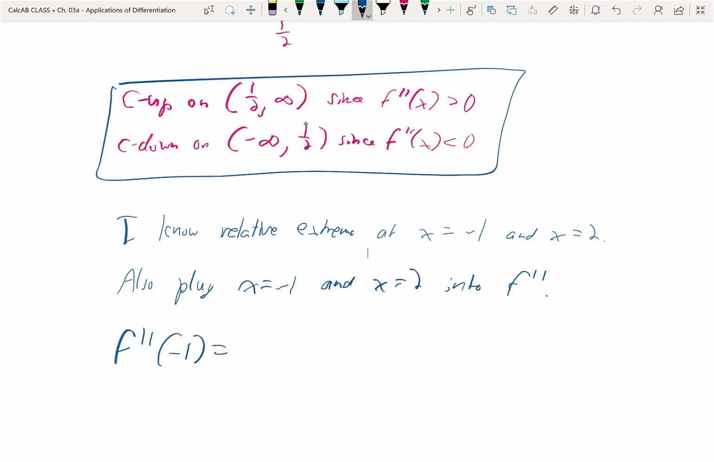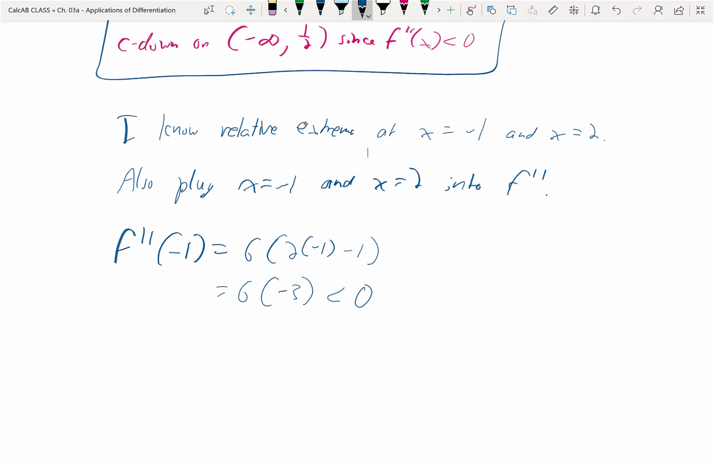If I do f double prime of -1, what I get is 6 times 2 times -1 minus 1, which is the same as 6 times -3. I don't really care what that is. That is less than 0. That means that the graph is concave down at x is equal to -1. So if I know the graph is concave down at x equals -1, which looks like this, and I know that x equals -1 is either a min or a max, therefore I know that there is a max at x is equal to -1.